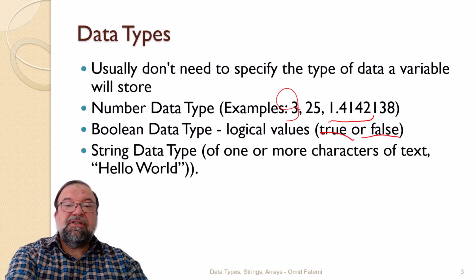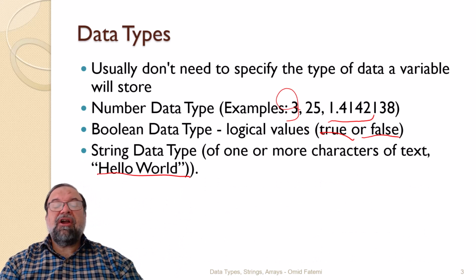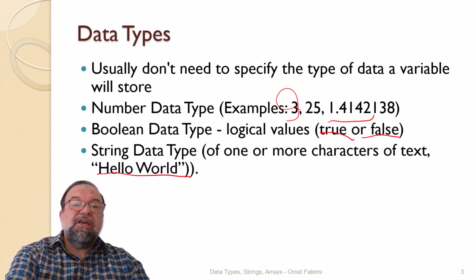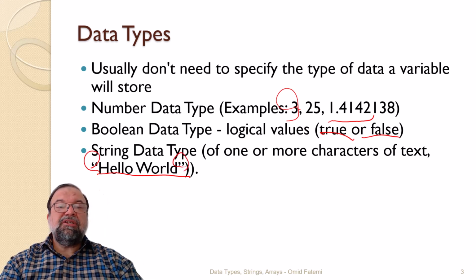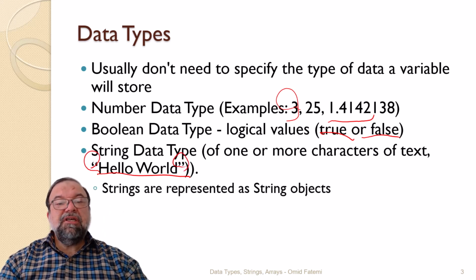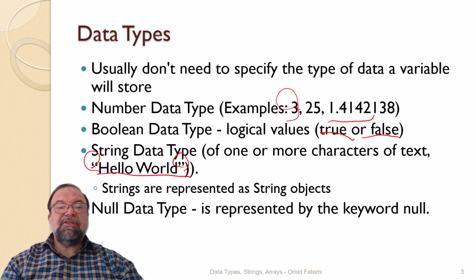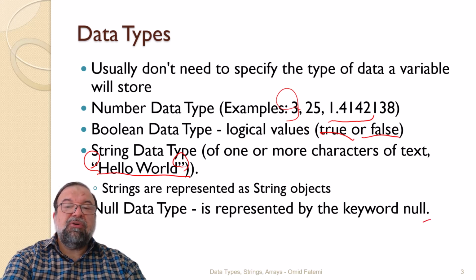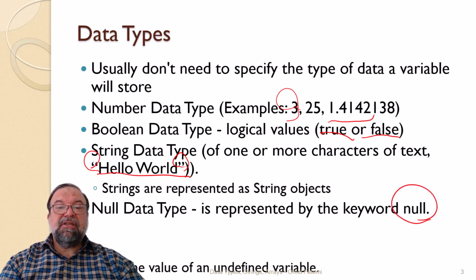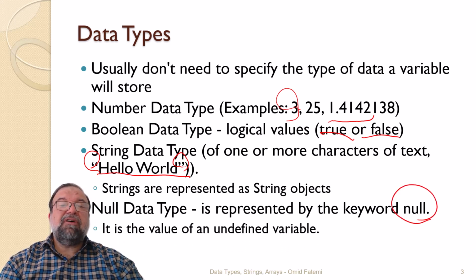String data types. String data types contain characters, one or more characters. For example, hello world, as you could see, is in double quotes, so it is a string. We will see later that strings are represented as objects, and we will know what we mean by objects later. And the other data type is null. This is just a data type that has a value of null, and it represents an undefined variable, an empty variable.